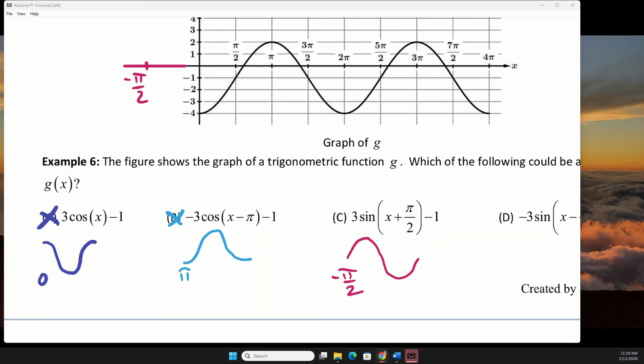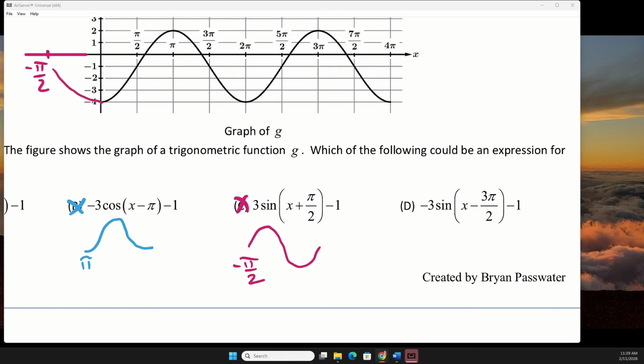Can you logically continue this graph to the left? Like, how do you think it would go from here to here? Can you picture it? Yeah, it would just look like that, but better. So starting at negative pi over 2, does it look like this? No. All right, so here we go.